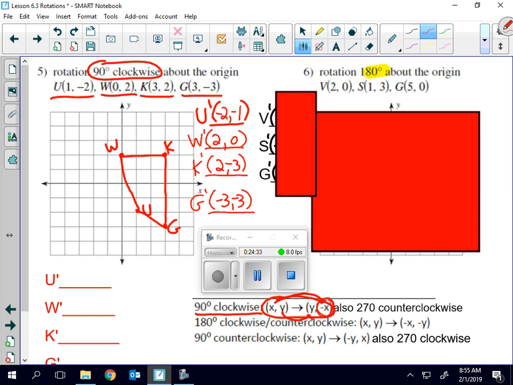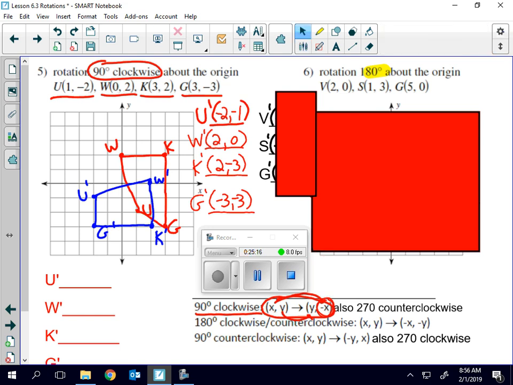-3. All right, I'm going to do this one in blue so I can see the difference here. U prime is at -2, -1. W prime is at 2, 0. K prime is at 2, -3. And G prime is -3, -3. Does that look like 1/4 turn clockwise to you? It does to me.